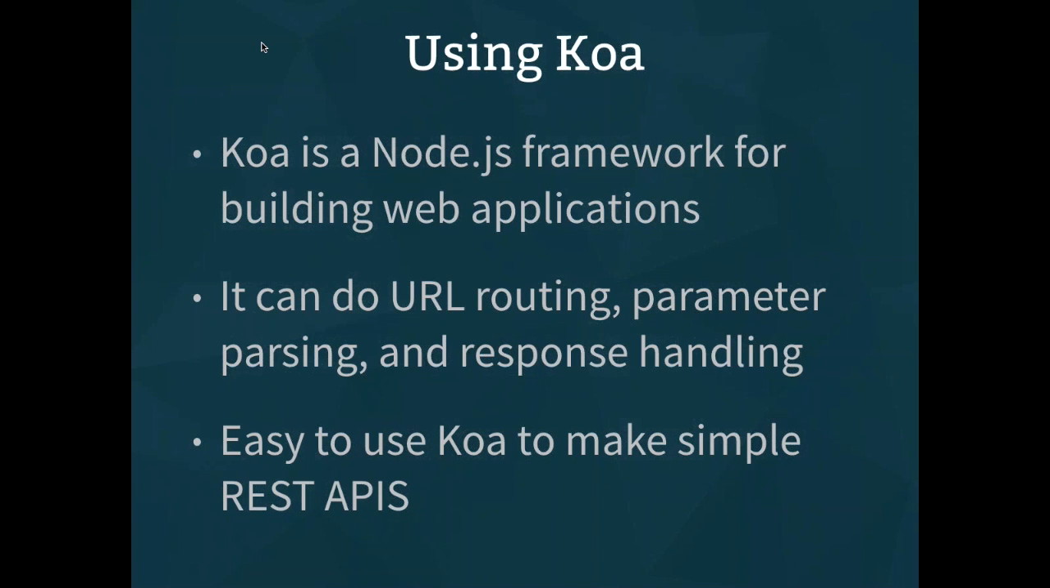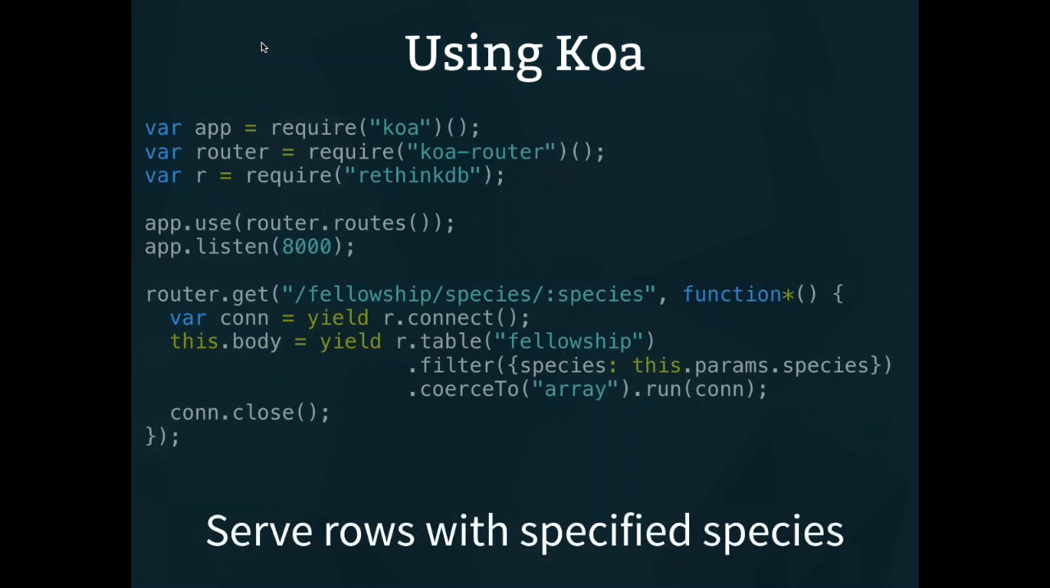So when you're building your web application, you can use Koa to define all of your routes, and you can set up queries that execute when a user hits those routes. So it's very easy to use Koa to make simple REST APIs, right? All right, so here is a very simple Koa example, and it serves up rows that match certain criteria.